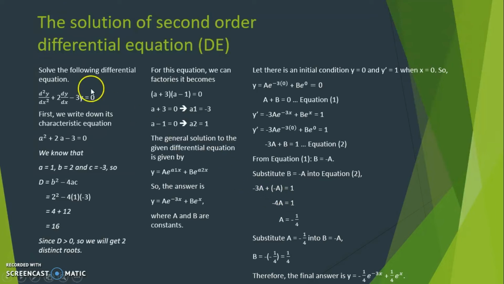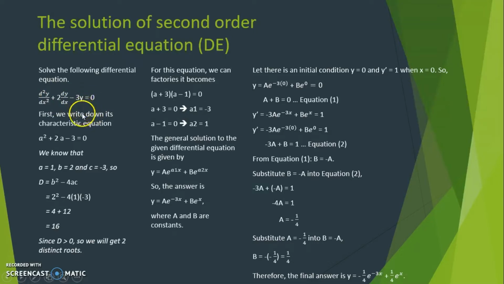Now we are looking at the solution of a second order differential equation. Given the question d2y over dx squared plus 2 dy over dx minus 3y is equal to 0.